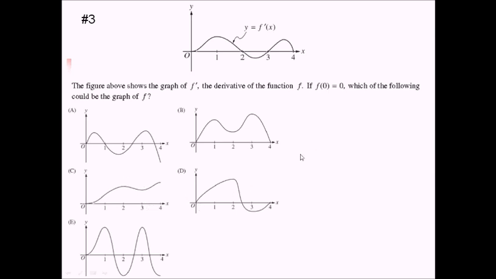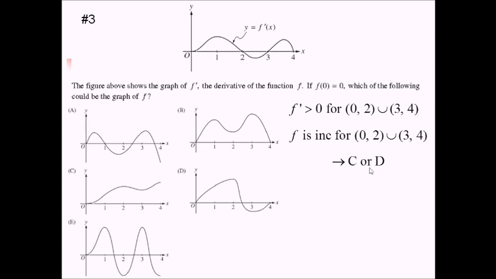Now, another way you could have done this is you can note that f prime is going to be positive between 0 and 2 and 3 and 4 if you look at this f prime graph, which means the graph of f itself must be increasing on the intervals from 0 to 2 and 3 to 4. And looking at all these graphs, the only ones that are increasing from 0 to 2 and 3 to 4 are C and D. So multiple ways to narrow it down to C and D.